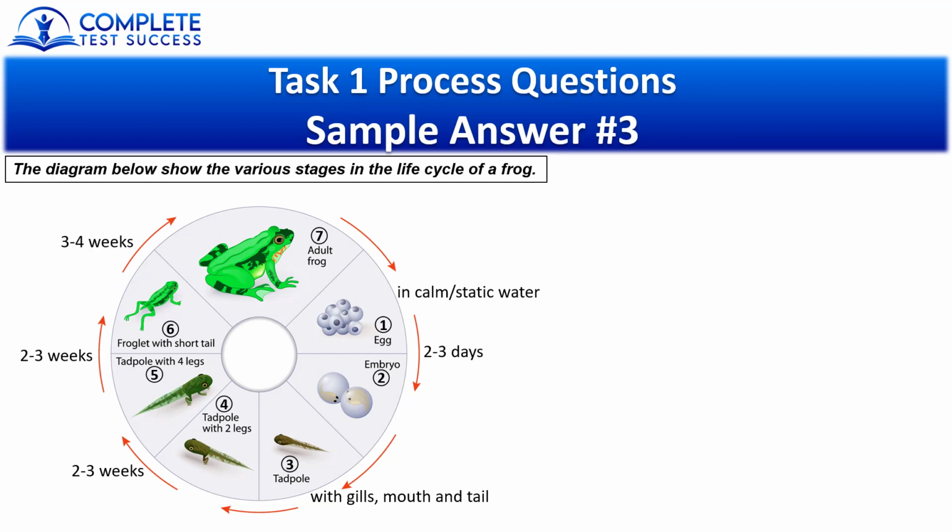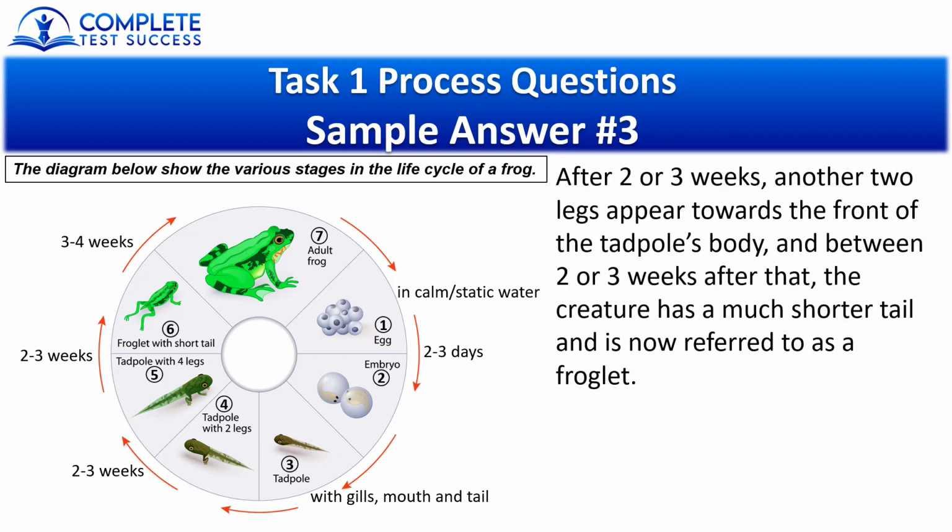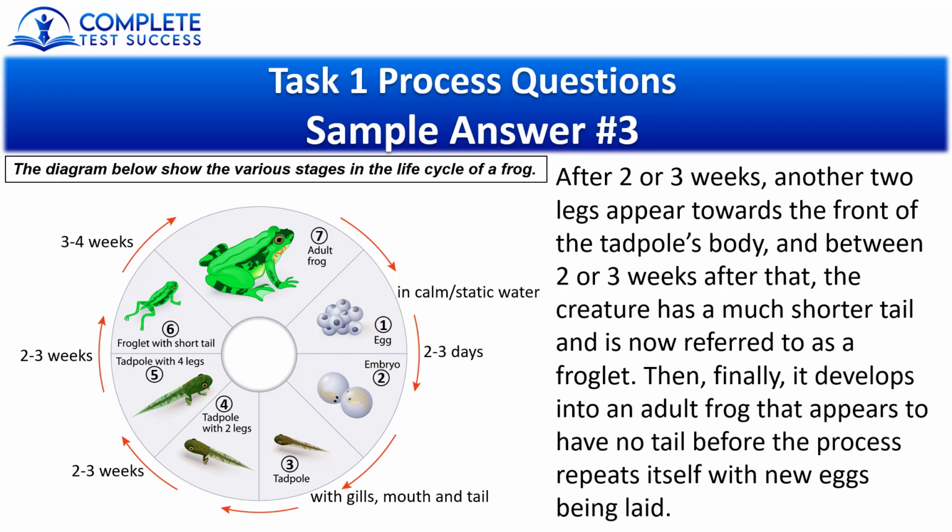And the last paragraph, after 2 or 3 weeks, another 2 legs appear toward the front of the tadpole's body, and between 2 or 3 weeks after that, the creature has a much shorter tail and is now referred to as a froglet. Then finally, it develops into an adult frog that appears to have no tail before the process repeats itself with new eggs being laid.